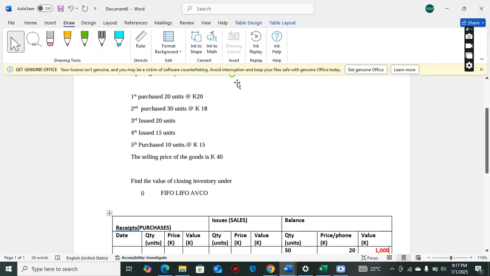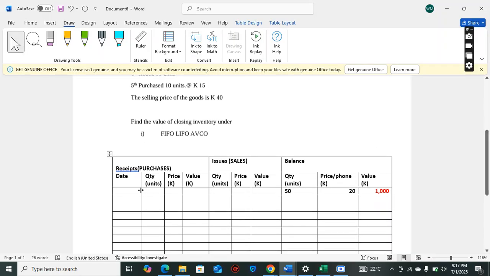Okay, the next transaction. Purchased 20 units at 20 kwacha on the first. So you come here on the first: purchase 20 units at 20 kwacha, 20 times 20, 400. Colleagues, always take note. Every time there are purchases, this is where you divide up the inventory for FIFO and LIFO. But for average costing, this is where you're going to tabulate the average cost of the goods.